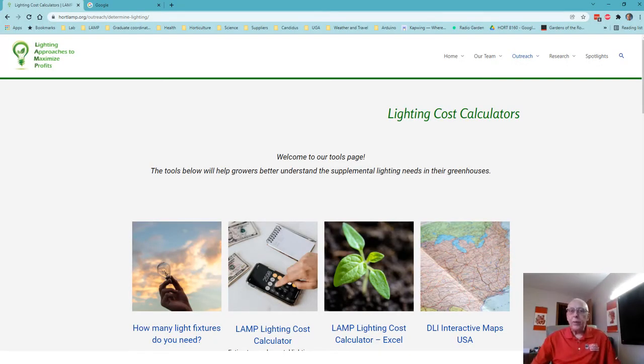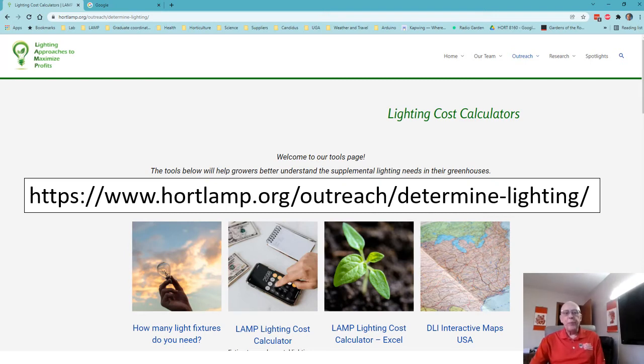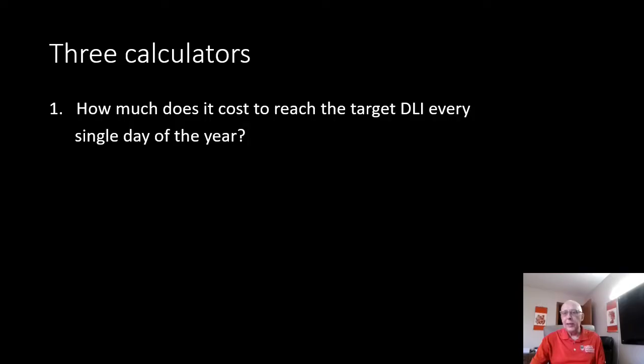You can access all of our lighting cost calculators through our website, where we have links to different calculators that are freely available for your use. And this is the website where you can access these different calculators. At hotlamp.org, under our outreach page, you will find a determine lighting link, and then you find various calculators that can help you estimate the cost of lighting in your greenhouse. And those are listed under the LAMP lighting cost calculators.